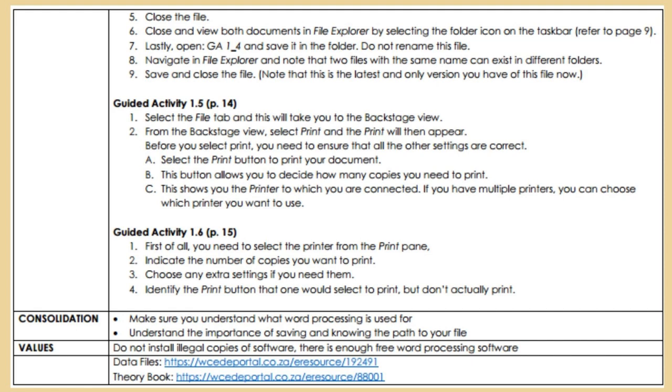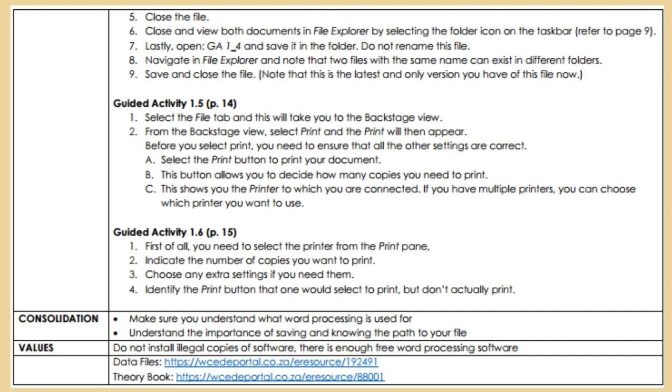A. Select the Print button to print your document. B. This button allows you to decide how many copies you need to print. C. This shows you the printer to which you are connected. If you have multiple printers, you can choose which printer you want to use.